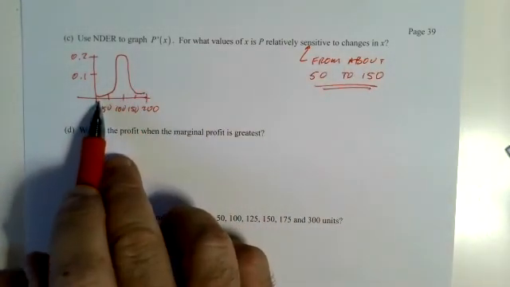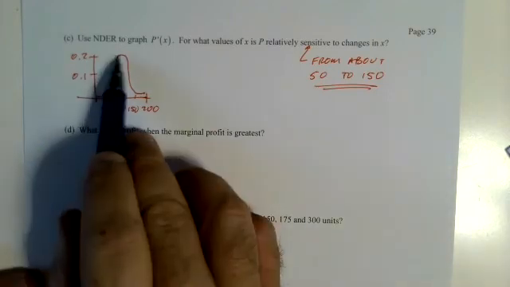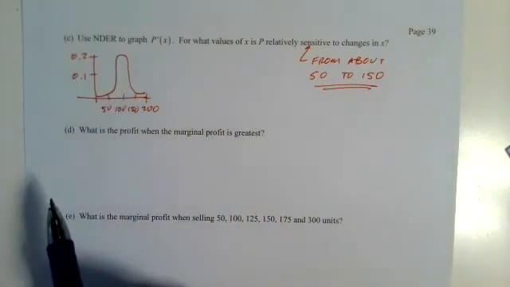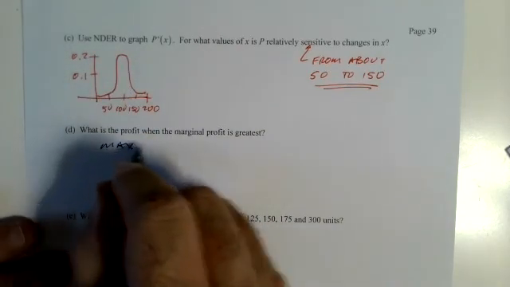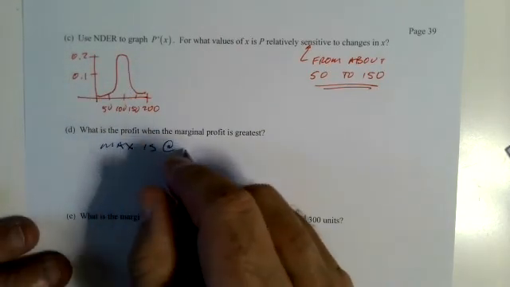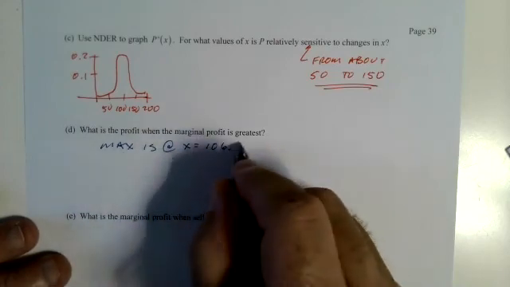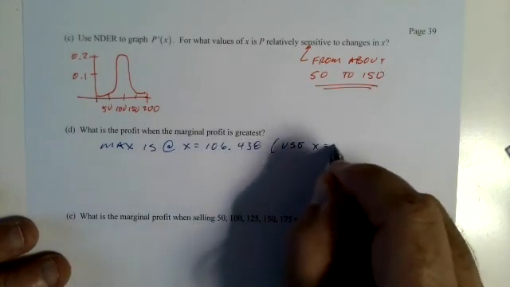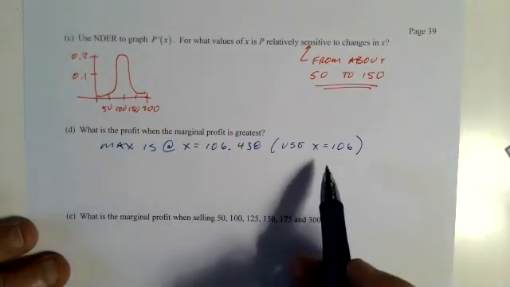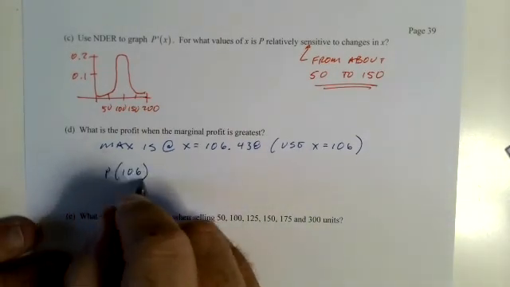At the very beginning, it's not so sensitive. So what is the profit when the marginal profit is greatest? The marginal profit is greatest right here at about 100. So you find the max using your calculator, and the max is at x equals 106.438. We use x equals 106 for simplicity. The profit, 106.